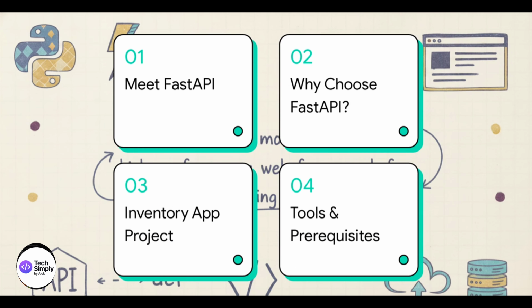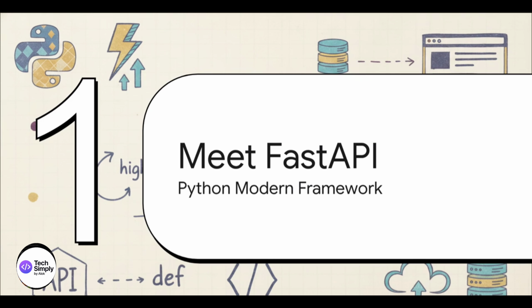Here is our roadmap for today. 1. We'll meet FastAPI. 2. We'll ask, why choose FastAPI? 3. We're going to look at an inventory app project. And 4. We'll cover the tools and prerequisites. All right, Section 1, Meet FastAPI.